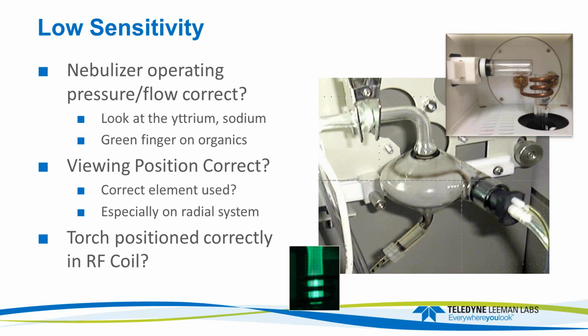Is the torch positioned in the coil right? Is it too high? Is it too low? Prodigy 7 doesn't really let you position the torch in too bad a position. Can't shove it up into the coil. It's sort of limited. Prodigy has a different sample intro, so sometimes the torch might be too far back, might be too close, and that can change the intensities that you see.